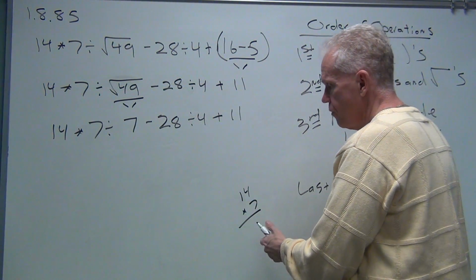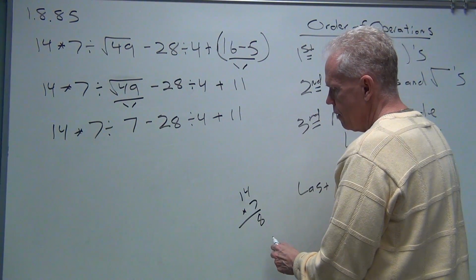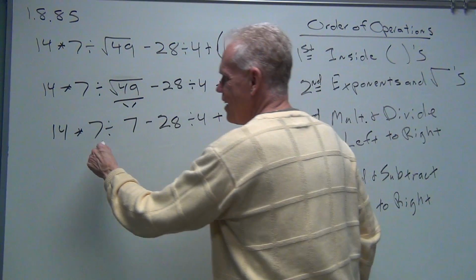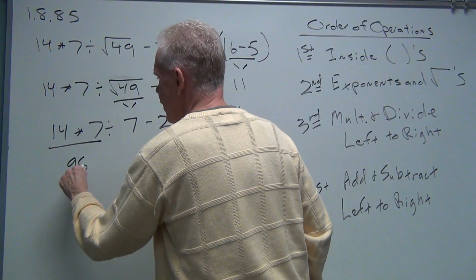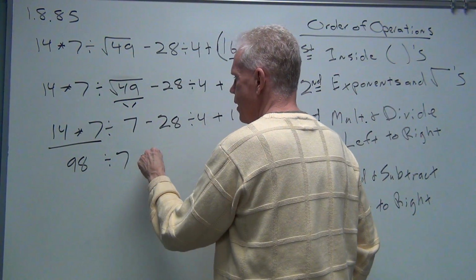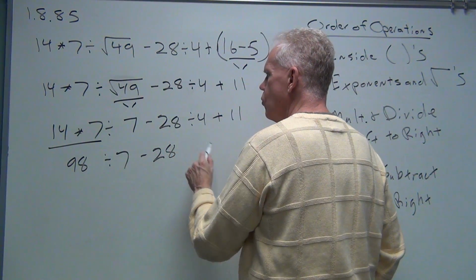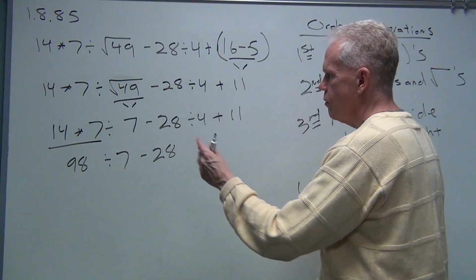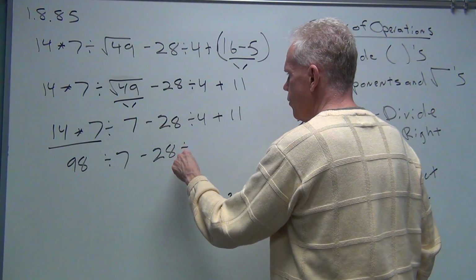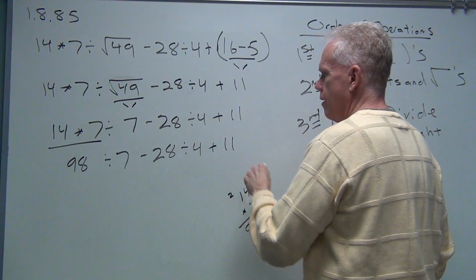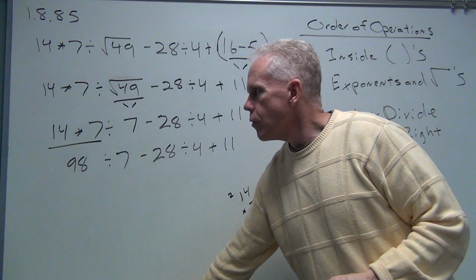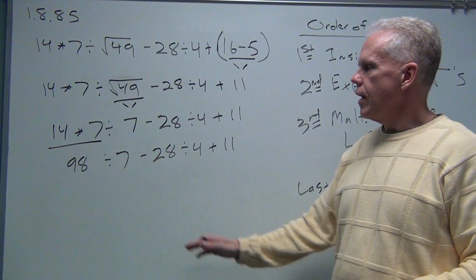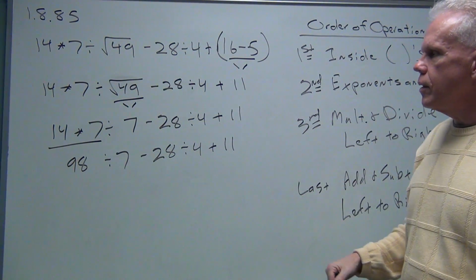So 7 times 4 is 28. Put down the 8, carry the 2. 7 times 1 is 7. Okay, so I'm getting 98 right there. 98 now divided by 7 minus 28. Well, no, I want to go left to right with my multiplication and division. So let's just keep going here with this. Plus 11. Okay, so I think we're good there. We did that bit of multiplication. We're doing our multiplication and division left to right. So I think we're good with this.